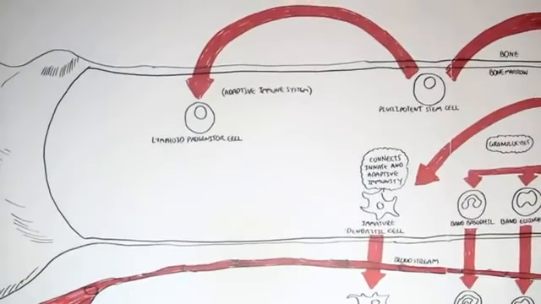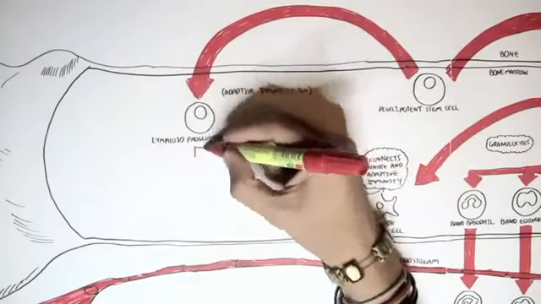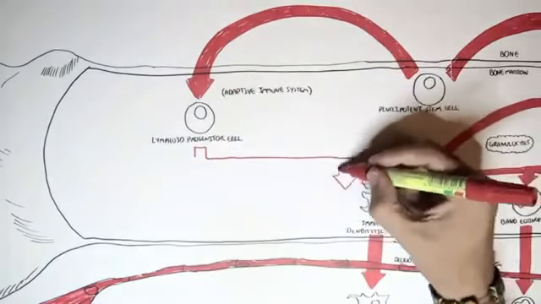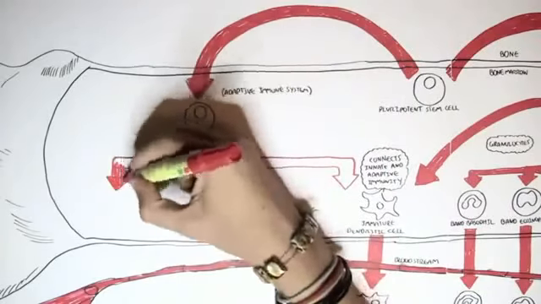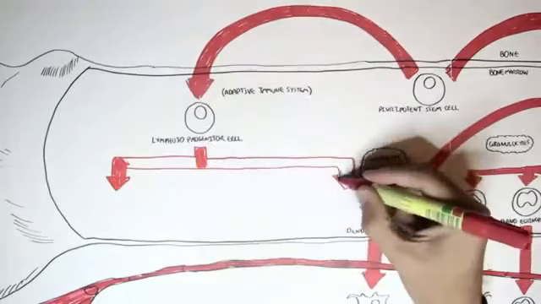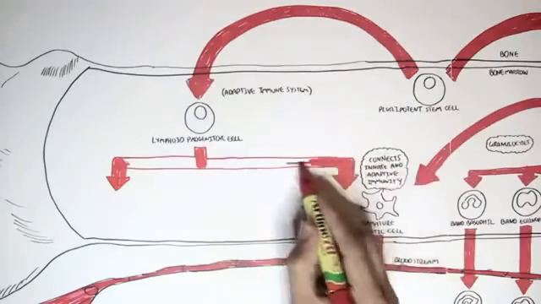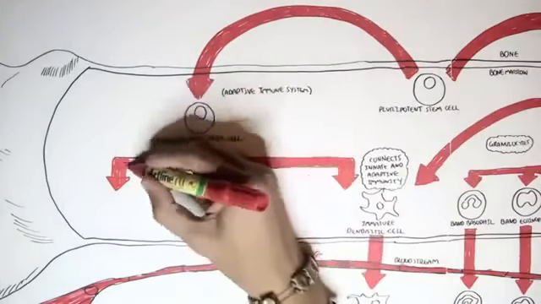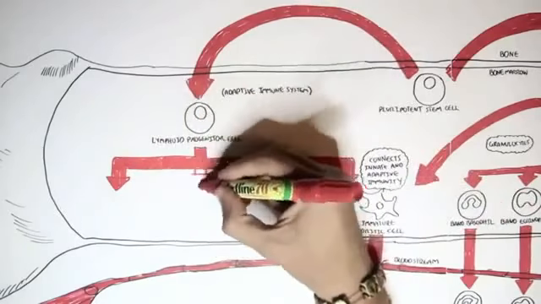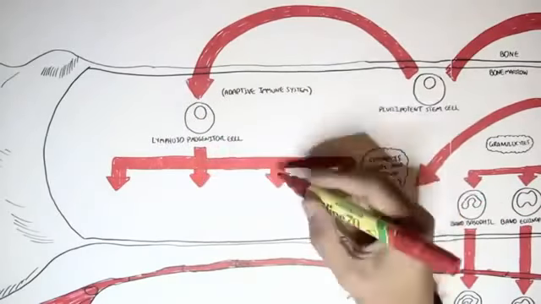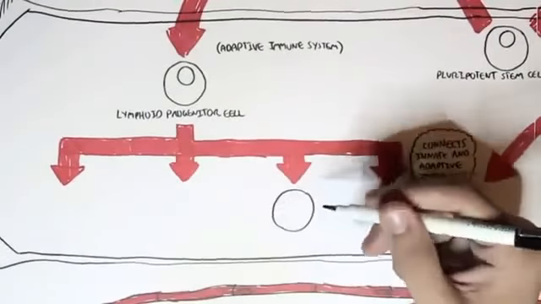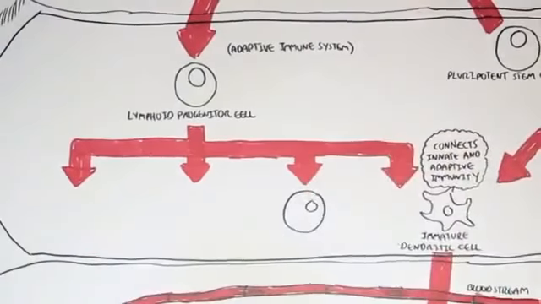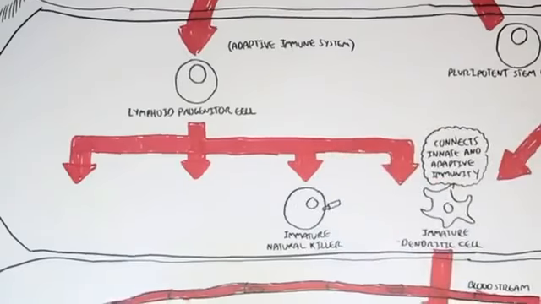Now let's look at the lymphoid progenitor cells, which also came from the pluripotent stem cell. The lymphoid progenitor cell, as I mentioned earlier, typically gives rise to the adaptive immune cells. This is true in a way. First of all, the lymphoid progenitor cell will give rise to two cells which are not really part of the adaptive immune system. These cells are the immature dendritic cell, which, as we talked about, is a connection between the innate and adaptive immunity, and the lymphoid progenitor cell will also give rise to an immature natural killer cell.